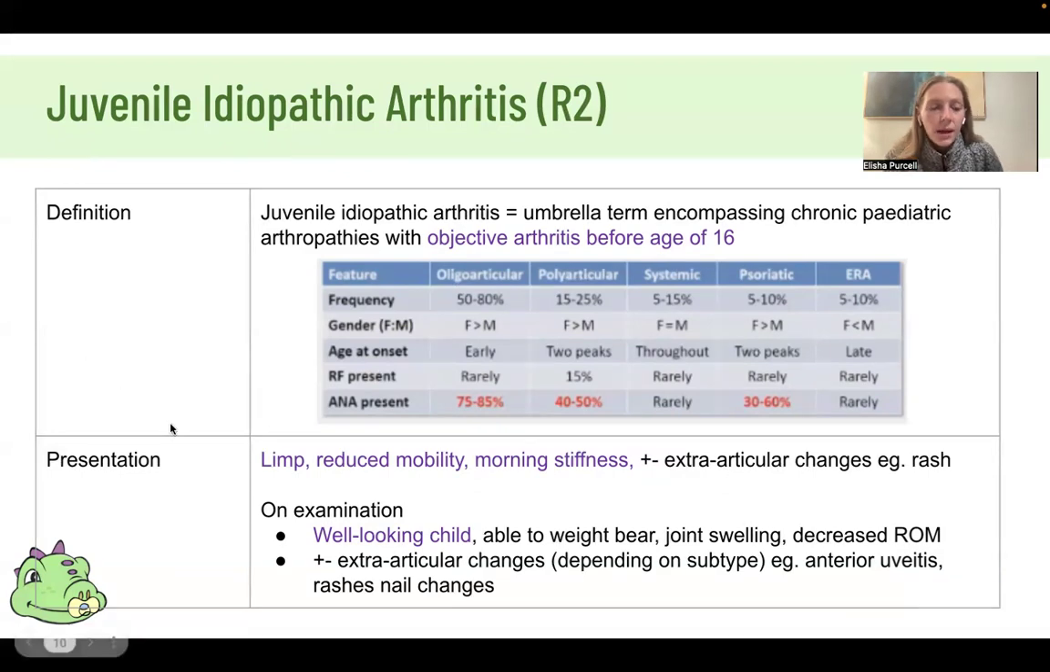So how do people present with this condition? Reduced mobility. The main thing that will help us think about this in an MCQ setting is morning stiffness and any extra-articular changes like a rash or nail changes. On examination, they're also a well-looking child. That's another key thing to note for this condition.